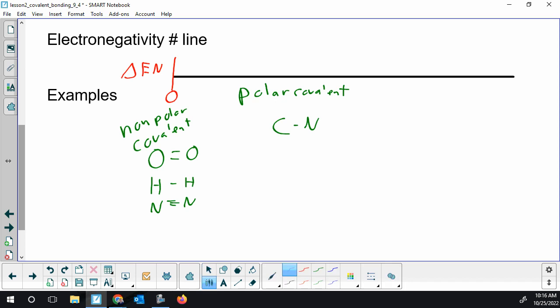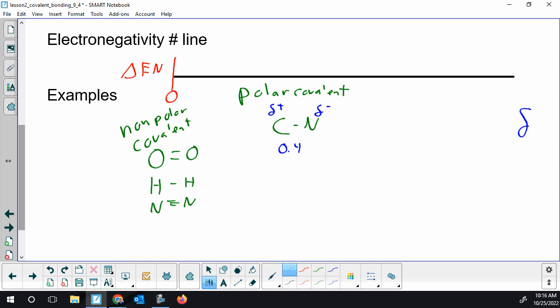So nitrogen is bigger. This will be our slightly negative end. The carbon will be the slightly positive end. This delta sign means slightly. The bigger electronegativity is the nitrogen. That has the greater pull. Nitrogen is the big kid. Carbon is the little kid. So this difference was 0.4.